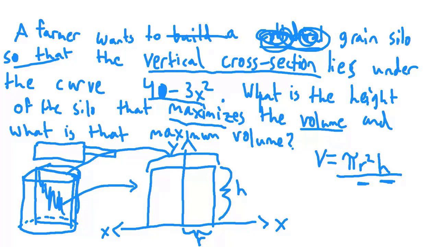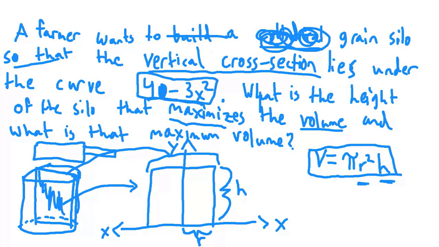And that's, I think, one of the crucial steps of the optimization problem: generally speaking, you're going to be given a formula that you can write in multiple variables. And we need to change this so that this volume equation becomes an equation of simply one variable. In order to do that, we're going to need this other equation, this 40 minus 3x squared.